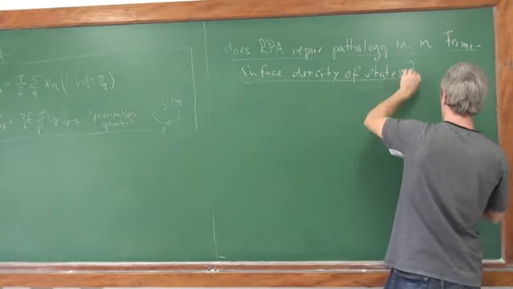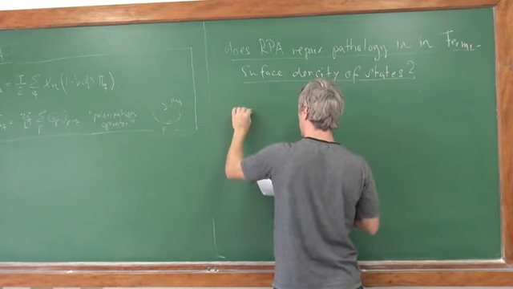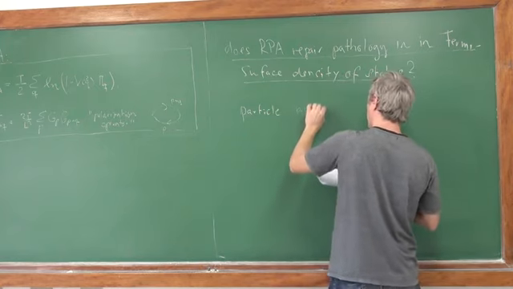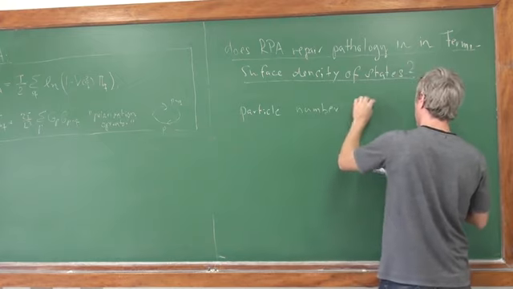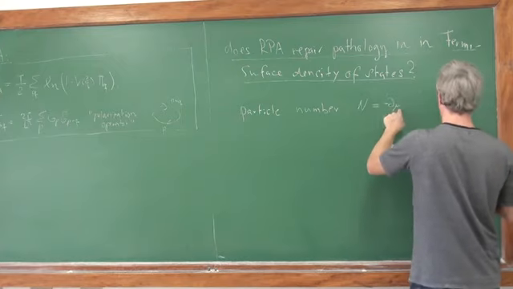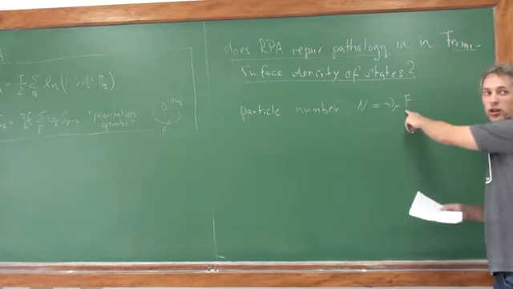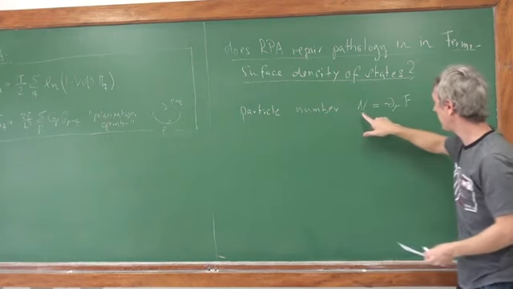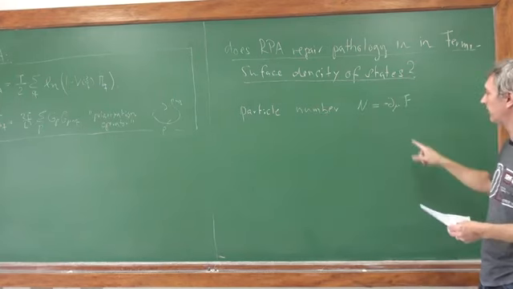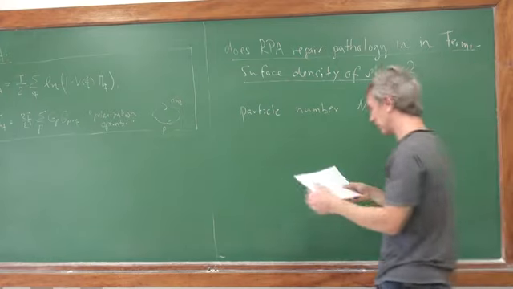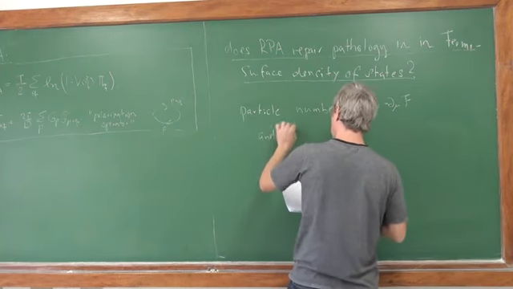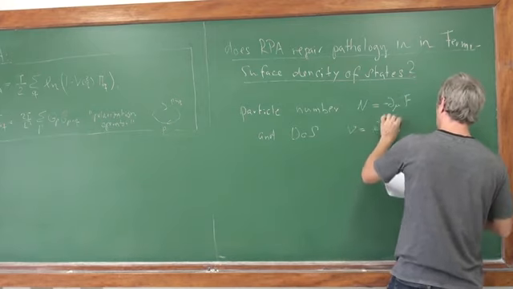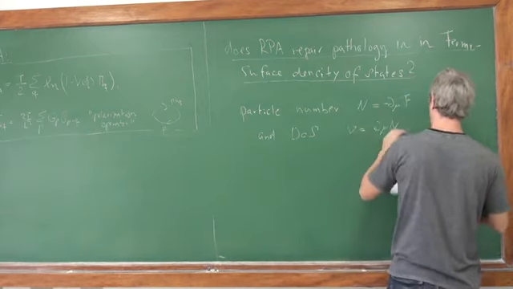To answer this question, let me recall some basic things. We have calculated the free energy in the RPA approximation. From the free energy, we can always calculate the particle number by taking the derivative of the free energy with respect to the chemical potential. This is the particle number, as you know from statistical mechanics. Now, if we take a second derivative with respect to the chemical potential, we arrive at the density of states. So this is the thermodynamic density of states, called nu, the derivative of the particle number, or second derivative of the free energy.